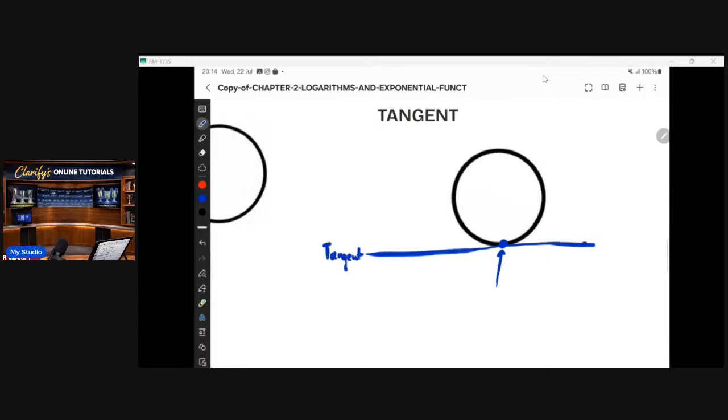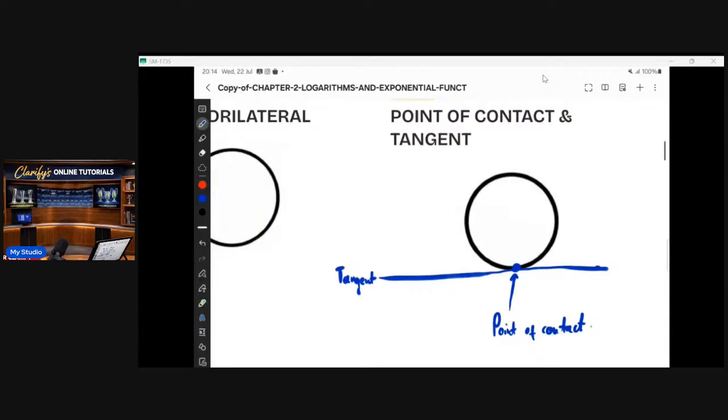It is a tangent simply because it just touches our circle. And the point where it touches our circle is called the point of contact. Point of contact is the point where the tangent touches the circle. So you have a tangent and you now have a point of contact.